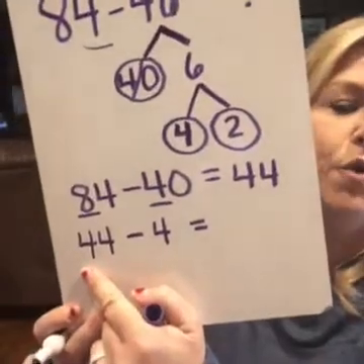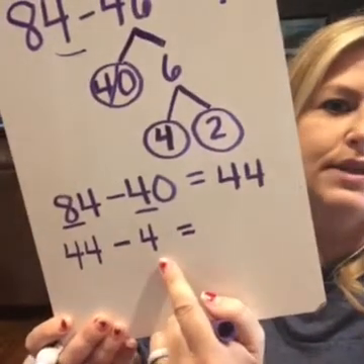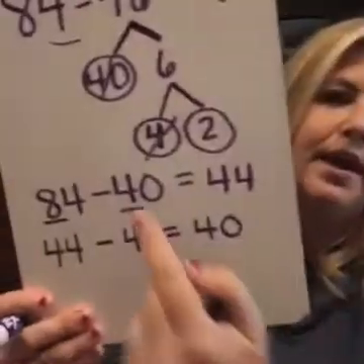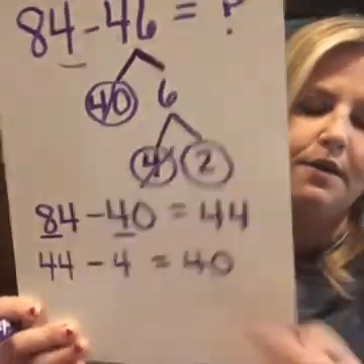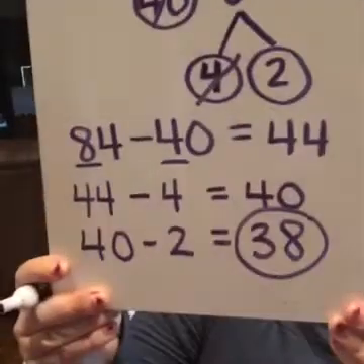So 44 minus 4. Once again, in this one, we are not taking any 10s away, so it's going to remain 40, but 4 minus 4 is 0. So 44 minus 4 is 40. So now I have taken away this 4, but I still have 2 to take away. So I have 40 minus 2, and that equals 38, which I'm hoping is my answer.